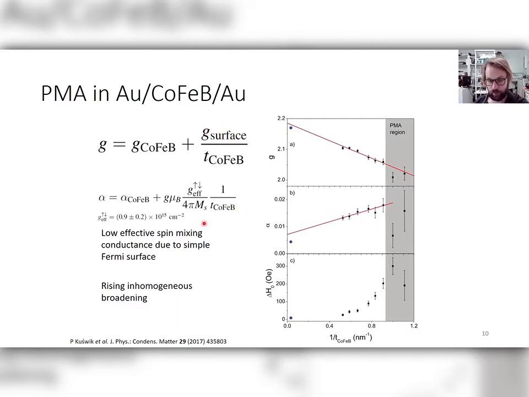We also found a surface contribution to the damping, which is a known effect, the spin pumping contribution to the damping, described by the effective spin mixing conductance. This is the value which we found. We also found, as in many papers, that with decreasing thickness the inhomogeneous broadening increases, so the magnetic inhomogeneity of our sample increases.